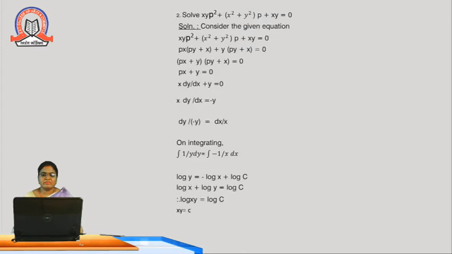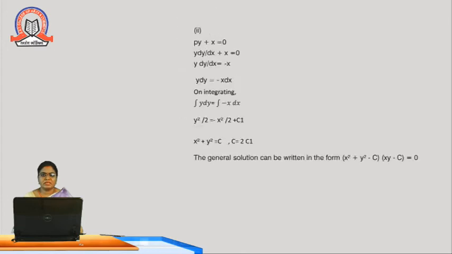The second factor py plus x equal to 0 we are considering and substituting p equal to dy by dx. Gathering y and x terms and integrating, we are getting x square plus y square equal to c, after taking LCM, with 2c1 as the constant. Substituting c equal to 2c1, we are getting the answer x square plus y square equal to c. Combining these two solutions, we are getting the general solution of the problem: x square plus y square minus c into xy minus c equal to 0.